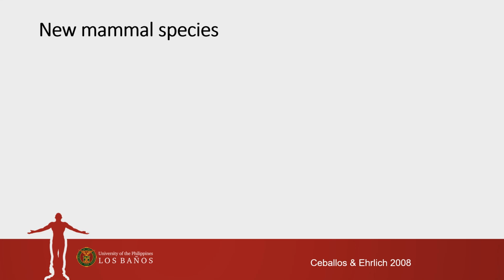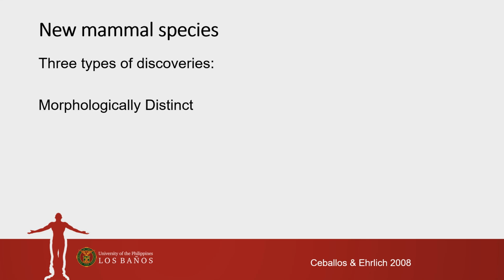According to Ceballos and Ehrlich 2008, new mammal species may be categorized into 3 types of discoveries: morphologically distinct species, cryptic species that may be morphologically similar to others but have been found to be genetically distinct, and subspecies that have been elevated to the species level.